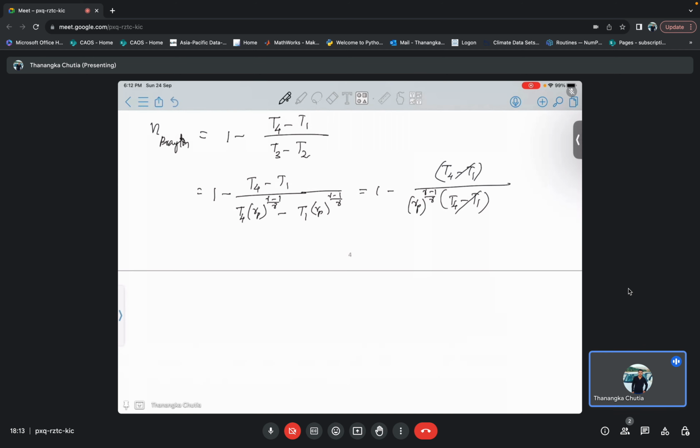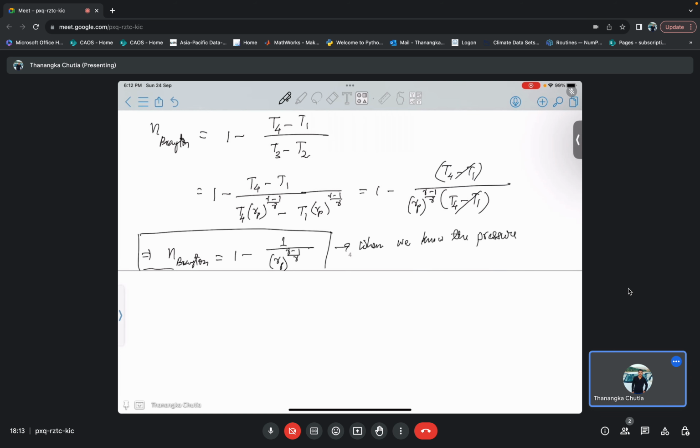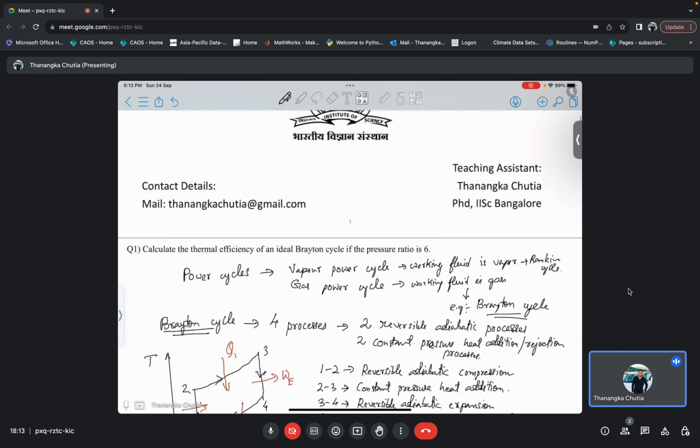Okay, so finally what we get is that even if we know only the pressure ratio, then also we can calculate the efficiency of a Brayton cycle. Fine. So this is when we know the pressure ratio. Okay, so let us come back to question number 1 then.